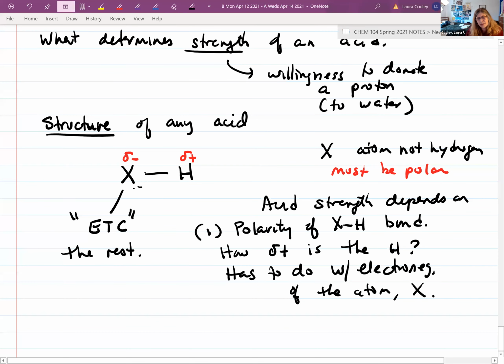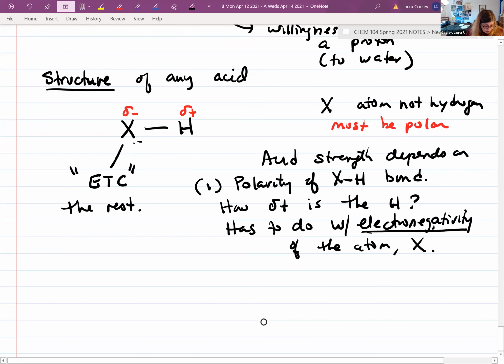And what is X most of the time that we've seen in this class? Many times X is oxygen, but it could be chlorine or fluorine or bromine, and there are different things it can be. So it has to do with the electronegativity, which is why I put an electronegativity chart under Unit 6, so you have it to refer to. So the thing is that the more delta positive the hydrogen is, the more it's already like a proton.